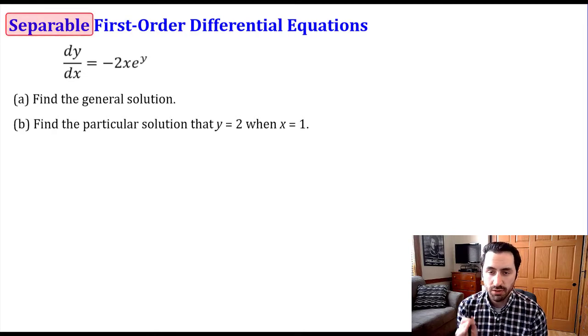And then the last one, the very first part of this term, separable, what that means is I can take all the x's and the y's and I can separate them. So the dy and all the terms that contain my variable y, I can put those on one side of my equal sign, and I can do the same thing with the x's, putting them on the other side of my equal sign.